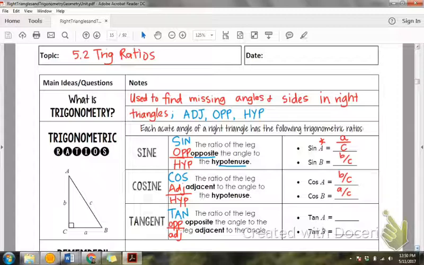So tangent of angle A. Okay, so here's our angle. Which side is opposite? A, right? A is opposite. Which side is adjacent? B, right? It can't be C because C is always a hypotenuse, right? So it's going to be B. Then if we talk about the tangent of angle B, I'm using opposite over adjacent. Which one is opposite? B over adjacent, which is? A. Good. B over A.